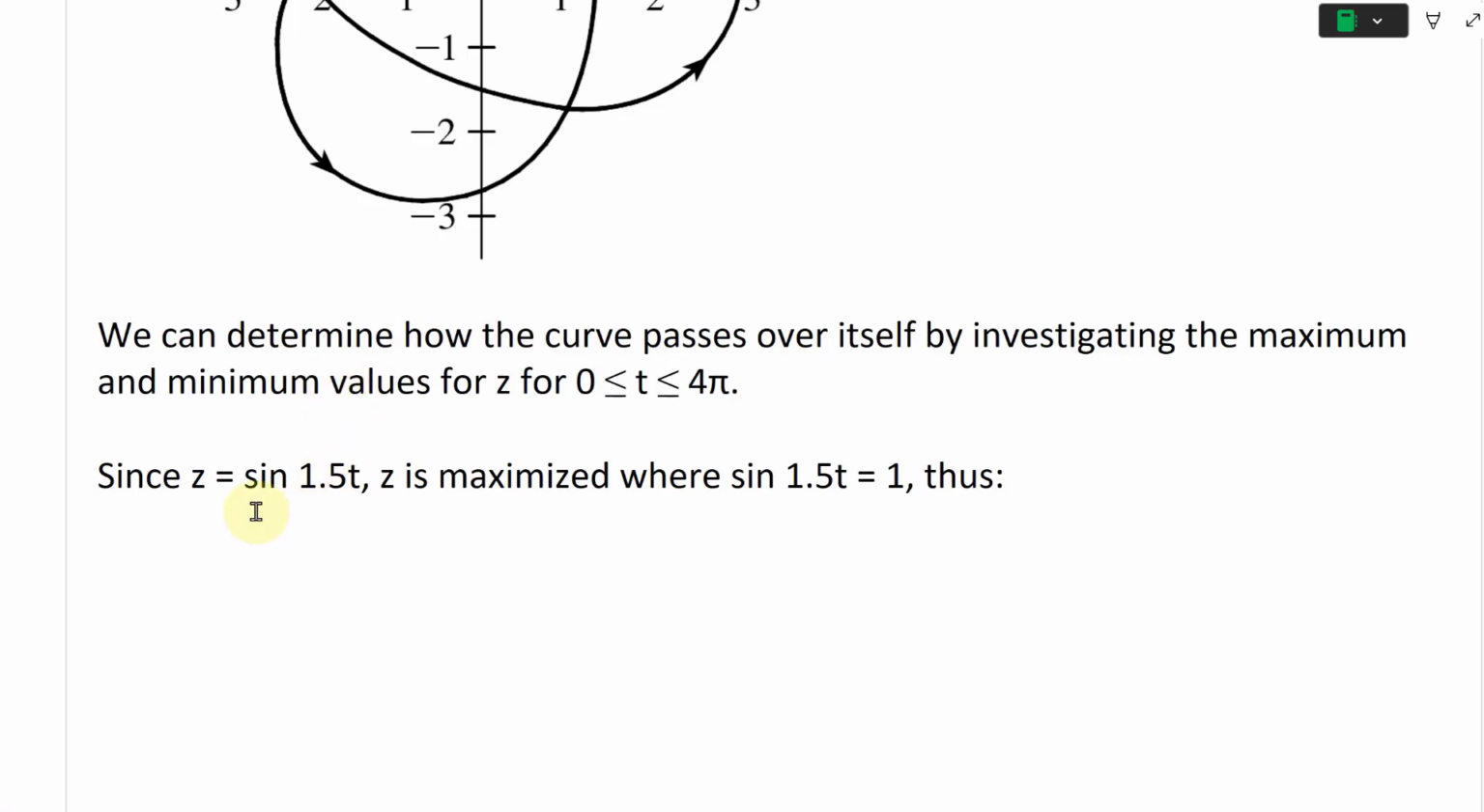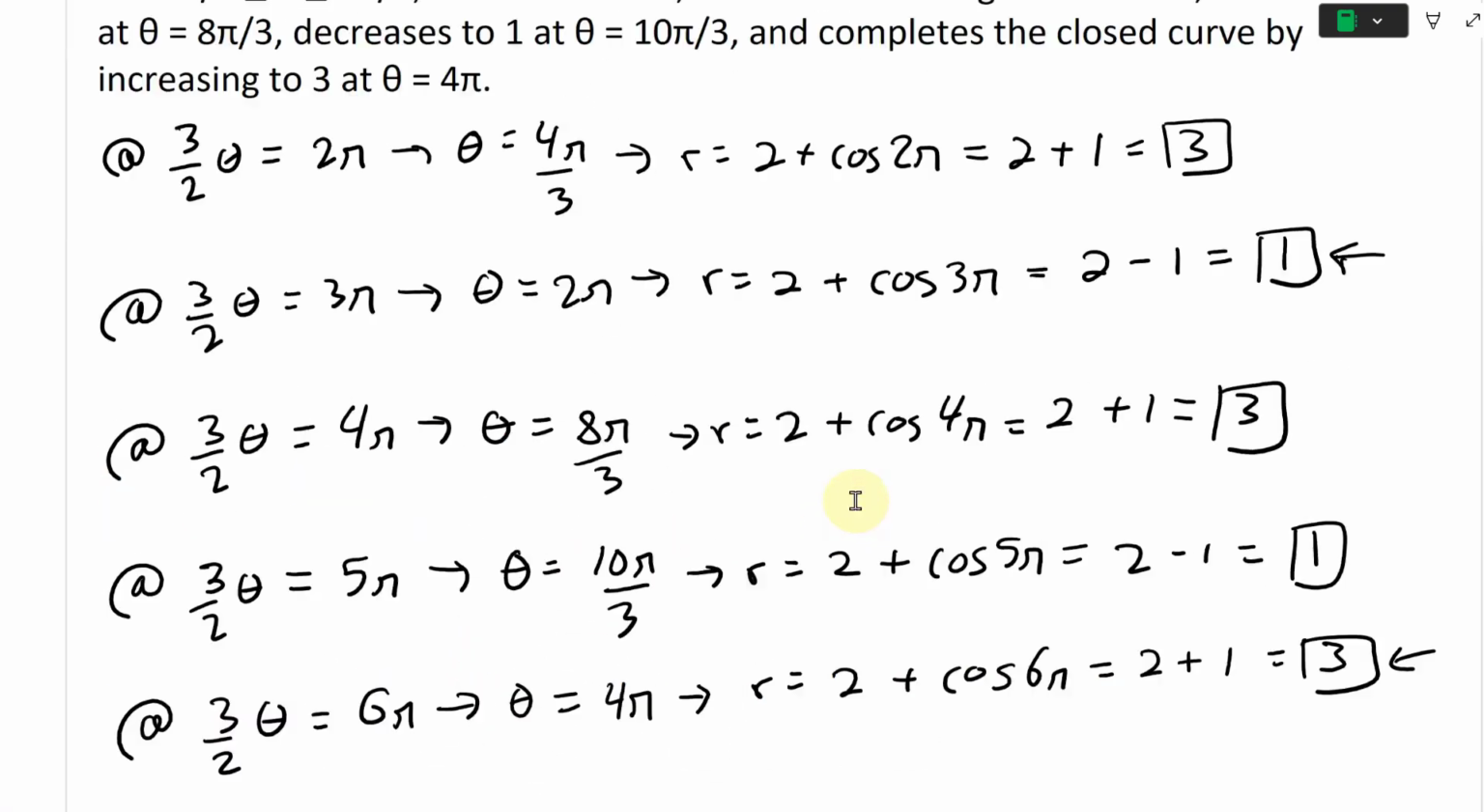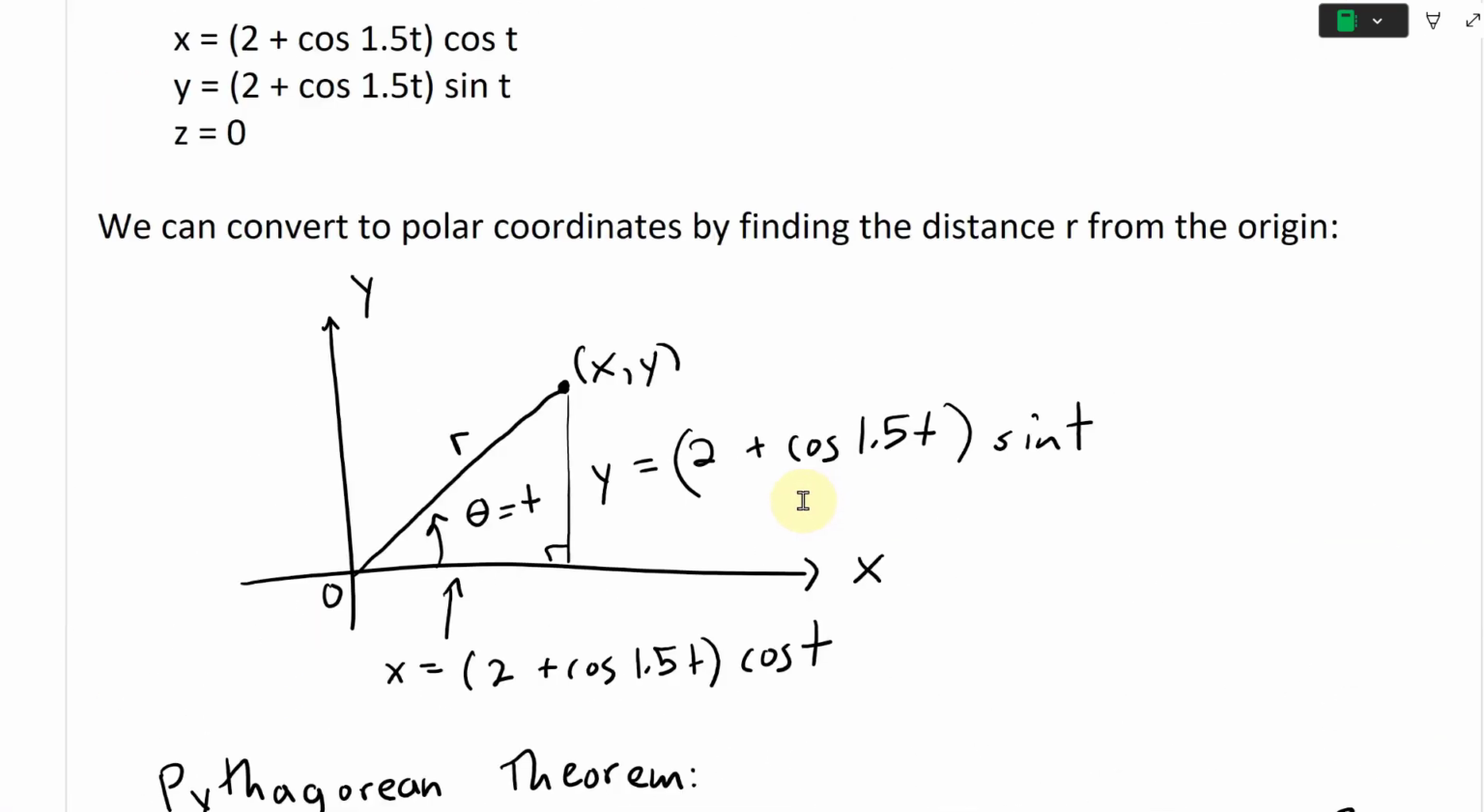So since z is equal to sine 1.5t, z is maximized when sine of 1.5t, or 3 over 2 t, is equal to 1. And again, going back to the curve, this was our curve right here.